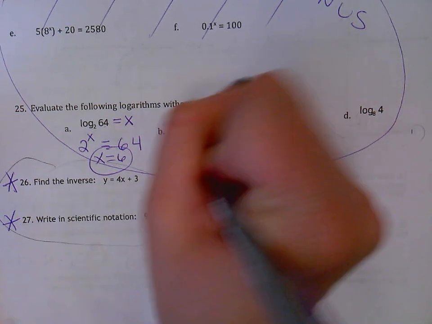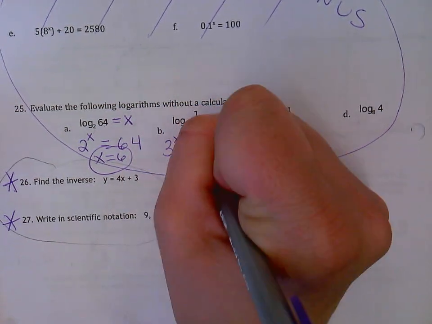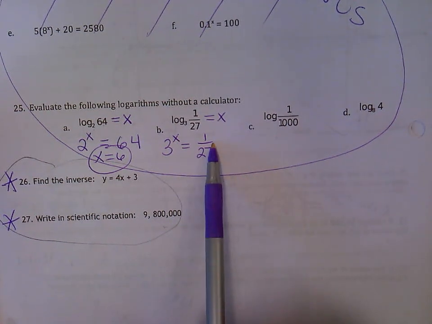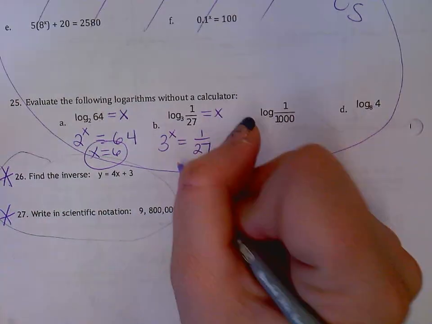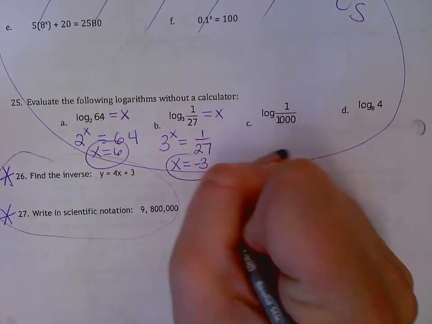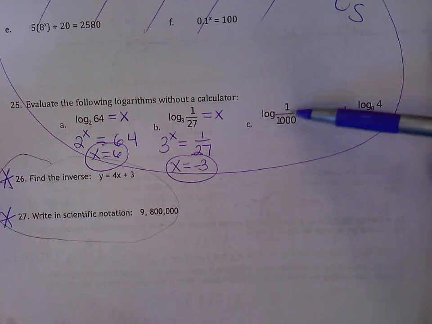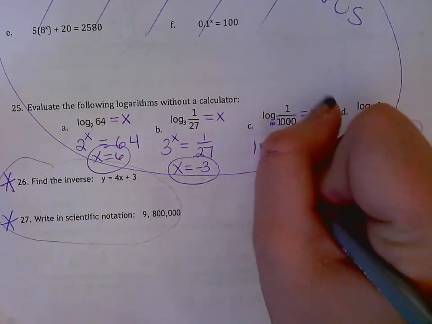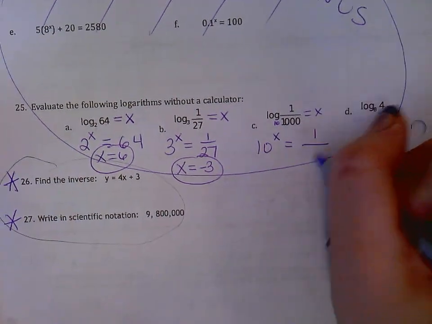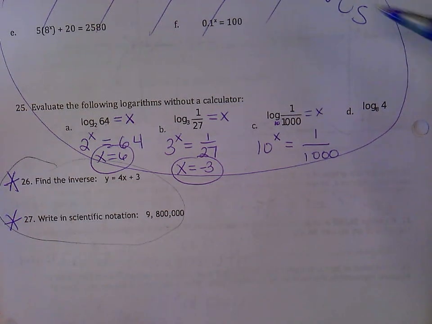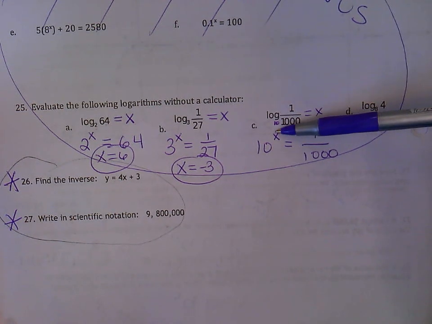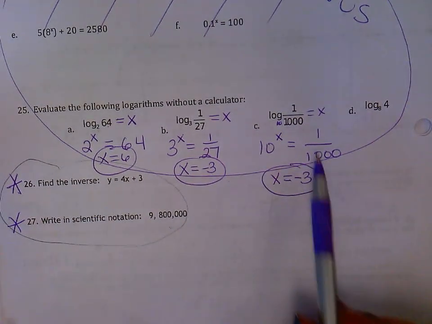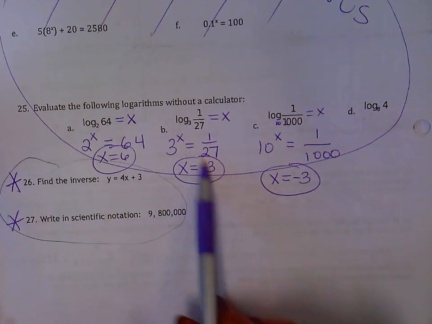So this is asking you 3 to what power gives you 1 over 27. So I think you know that 3 cubed is 27. How do I flip it upside down? X would have to be -3 to flip it upside down. In part C, there's a little hidden base right here. It's a base of 10. So this is asking you 10 to what power is 1 over 1,000. So I think you know that 10 to the third is 1,000. So x would have to be -3 because it's getting flipped upside down just like number 25b.